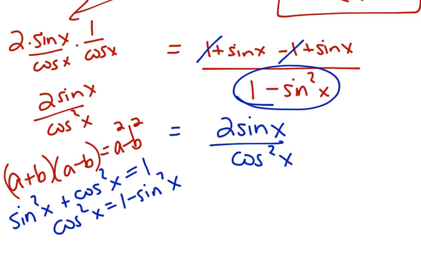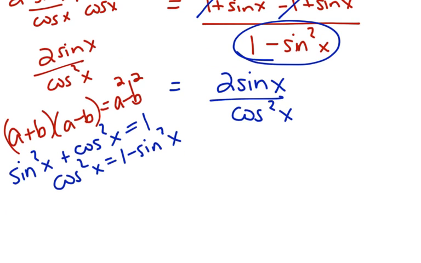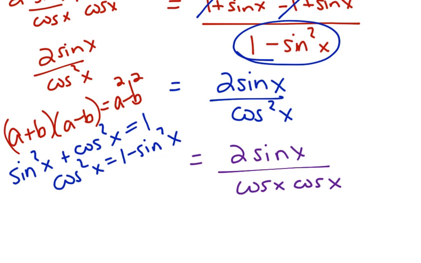Now, in order to actually get the 2 tangent theta secant theta, what the book did was then they rewrote the problem like this. Because cosine squared x is really 2 cosines that have been multiplied together. And then they said, well, that's just tangent.